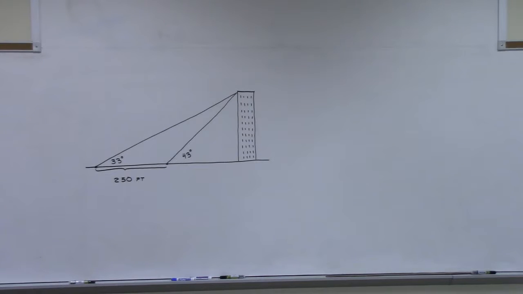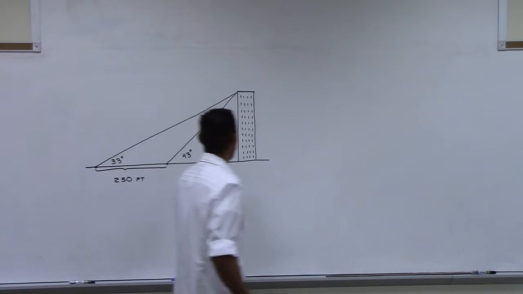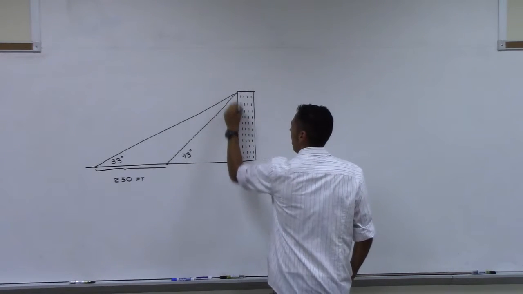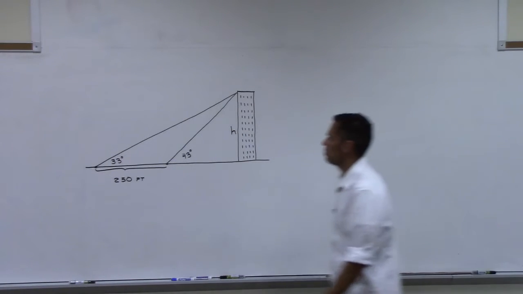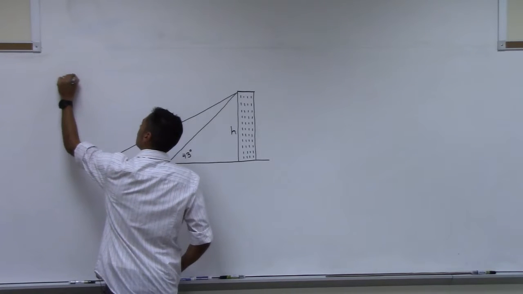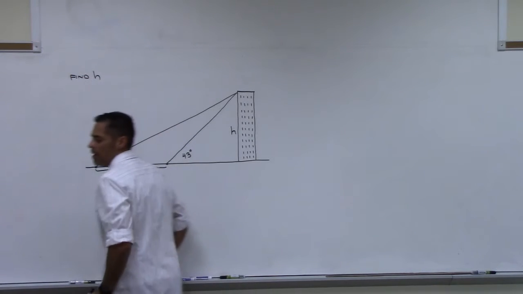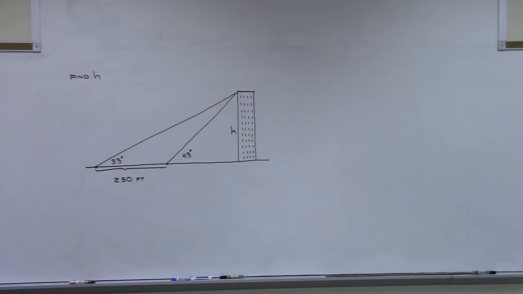So yeah, let's label some stuff here. What do you want me to do? Big A's and big B's. All right, why don't we label the height of the building H? How about that? I'll do that. So we're supposed to find H. So what are some ideas here? How we can do this?